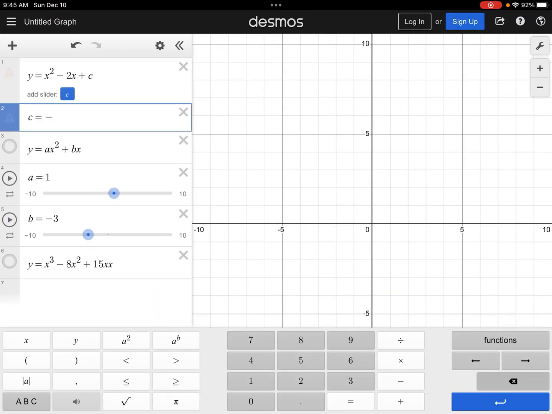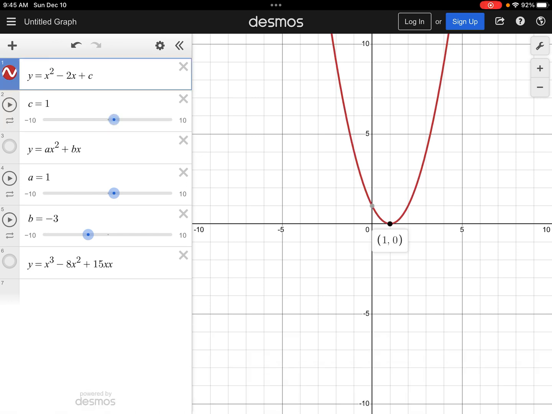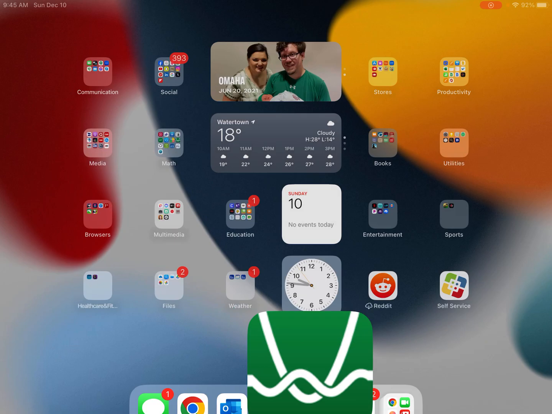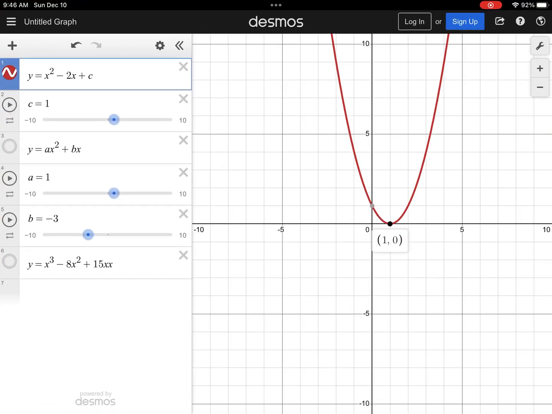And I'm going to look at my equations here. So c is 1. And notice we get one solution, which is at 1. So x equals 1 on this problem. Probably should highlight my solutions there so we understand what we're doing. Okay, number 14, I want to find no solutions when y is 0. So in other words, I'm going to replace c with the following. So let's change c to -1.